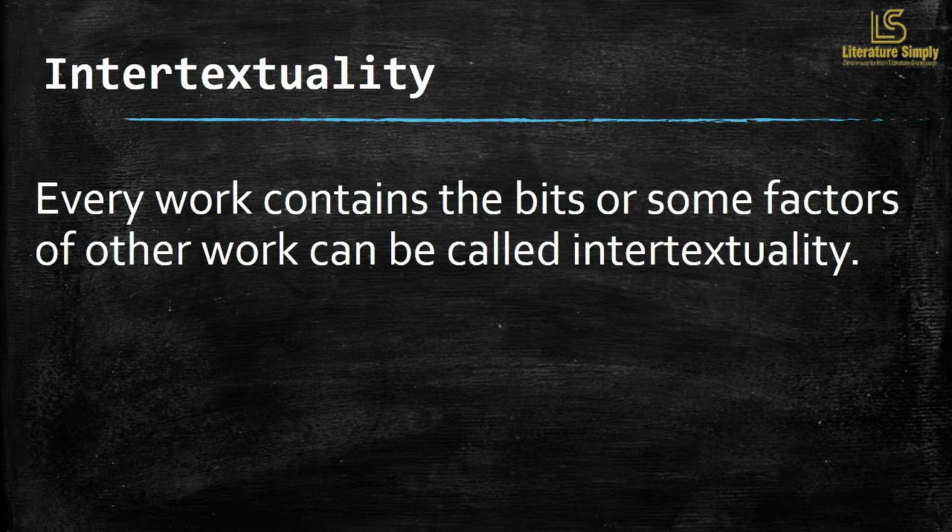Then we have intertextuality. Every work contains the bits or some factors of other work, and this can be called intertextuality. It is very simple: a text contains some of the parts or factors of another text, meaning a text is related to other text. No text is complete in itself, so it has derived something from the other text. That is the meaning of intertextuality.